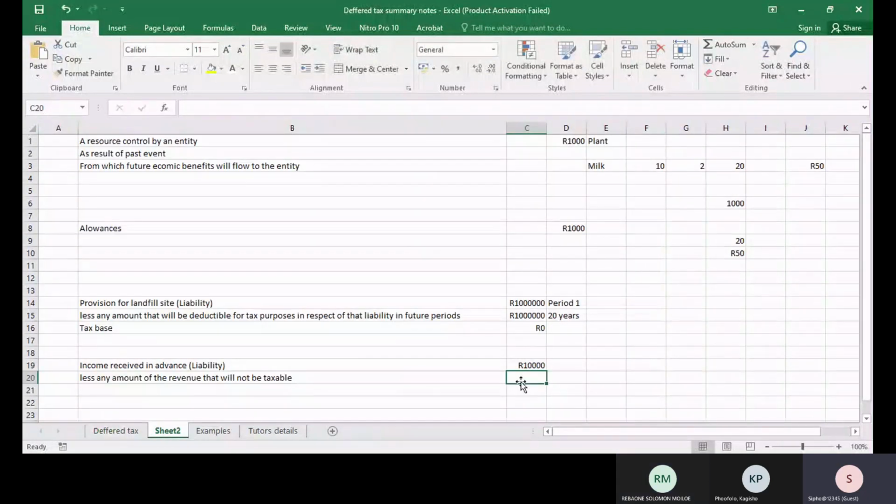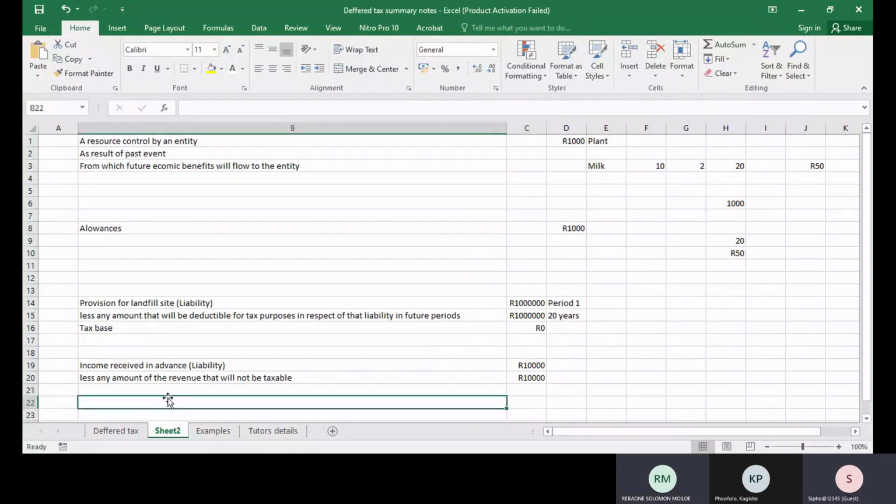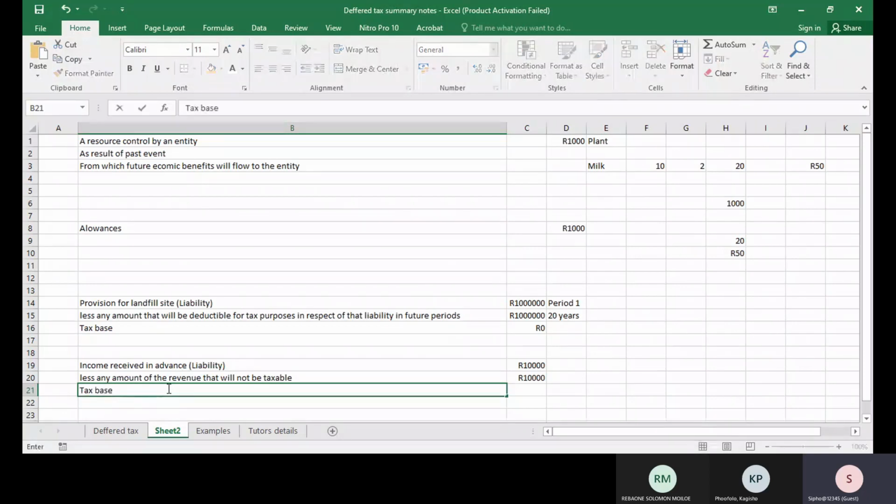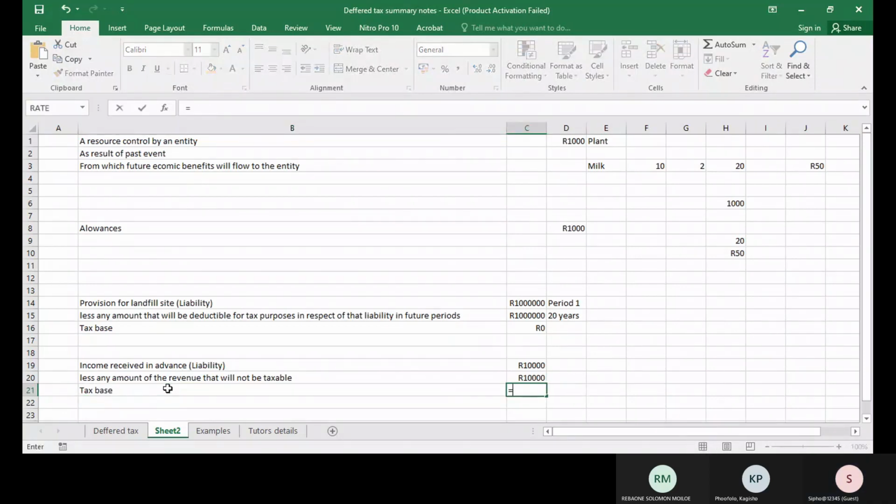Now, when you go to the formula, when I calculate here, we put the same 10,000, because if it's being taxed now, in future it's not going to be taxed. You understand? So the tax base then becomes 0. You see? So the reason why I took you through this example is because even lecturers sometimes don't explain to you how the tax base of a liability came about.